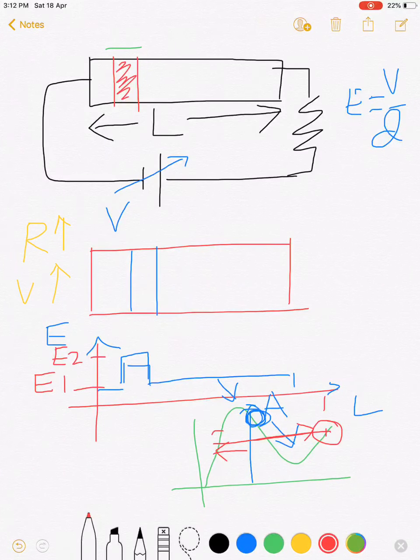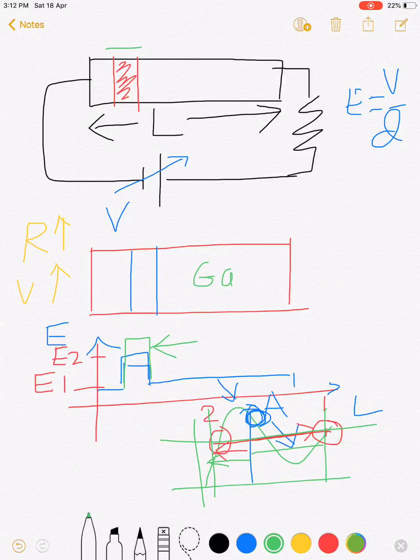So the higher electric field intensity E2 moves along this direction and reaches this particular point, and the lower intensity moves along this direction and reaches this point, and at this point the velocities are equal. So there will be no more increment of the high field domain, and it will be a stable high field domain, and it will now move along the length of the specimen of gallium arsenide. This is the gallium arsenide, and this is positive and this is your negative.